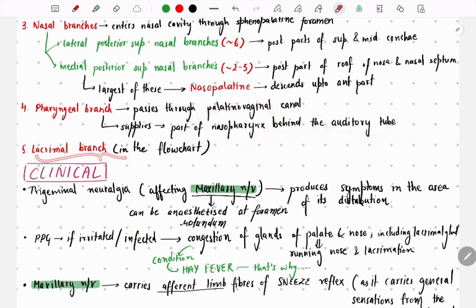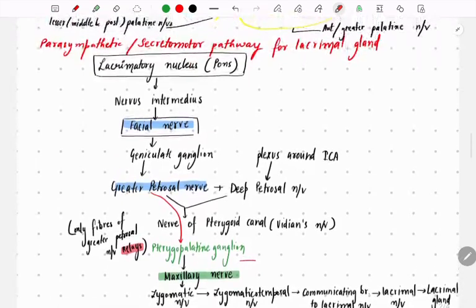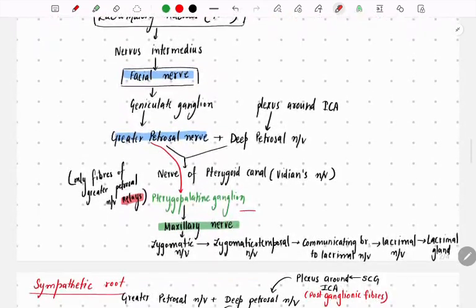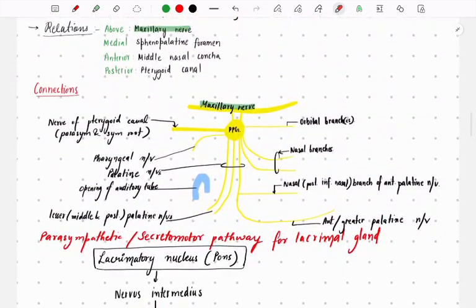And then we have the lacrimal branch, just like I told you here. We have the pterygopalatine ganglion, and here we have the lacrimal branches to the lacrimal gland. So now we will discuss this diagram. You see we have the topographically related nerve, which is the maxillary nerve, and the pterygoid canal, which has the parasympathetic and sympathetic roots as the greater petrosal nerve and the deep petrosal nerve.